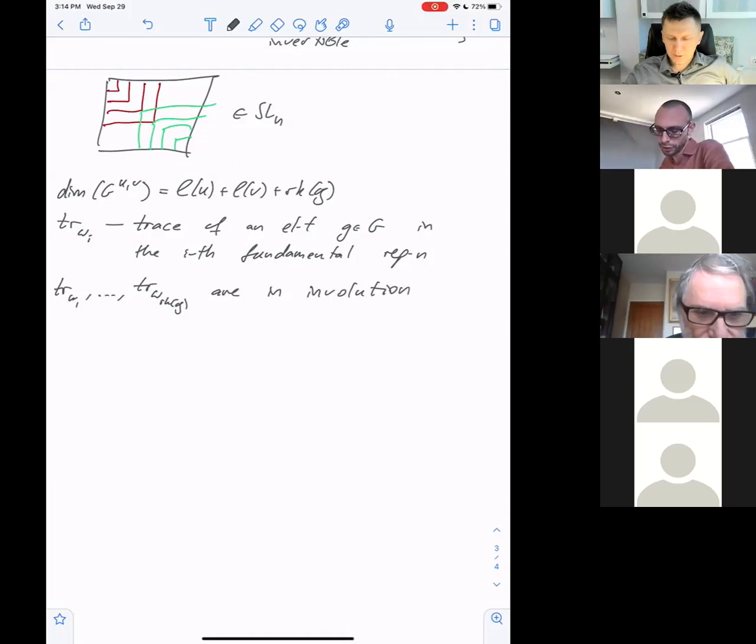Clearly what I've just done is choose a basis in the algebra of symmetric functions of eigenvalues of my matrix in SL_N, right? Because trace omega_1 is just the first elementary symmetric function. I could have chosen any other basis in the algebra of symmetric functions of eigenvalues, but these will be directly related to Toda Hamiltonians. So I chose those.